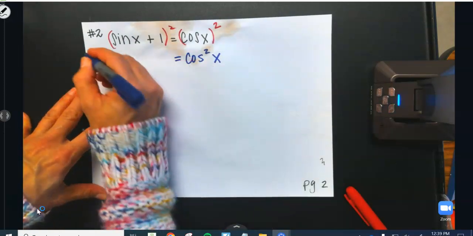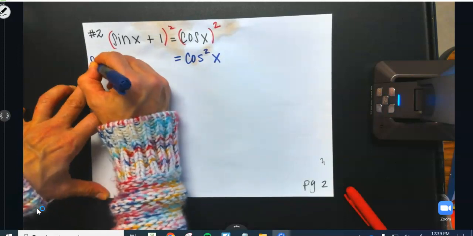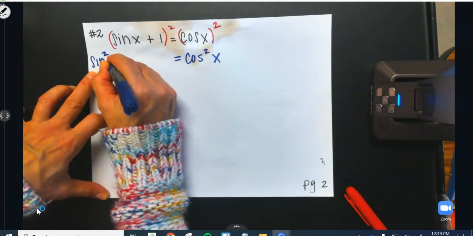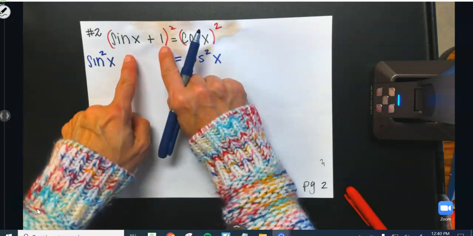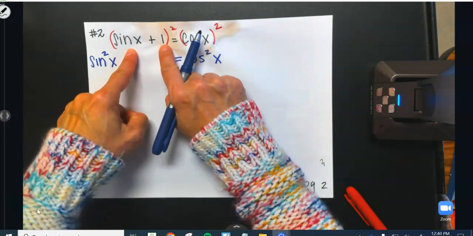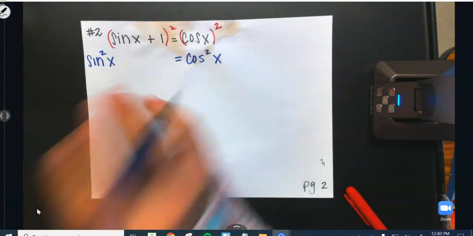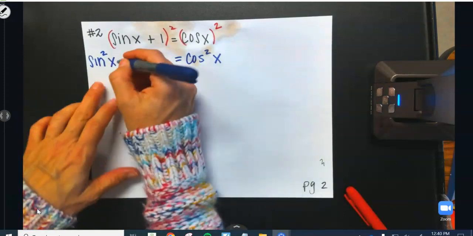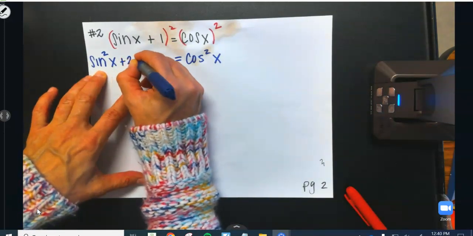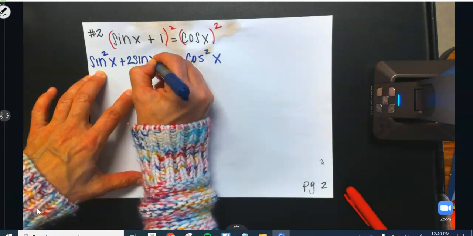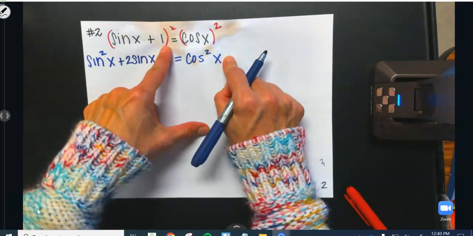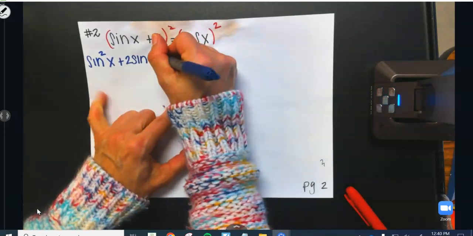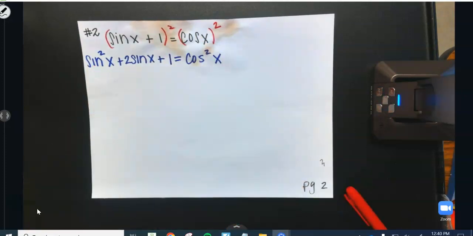So remember, the first term is squared. The middle term, you multiply these together and double it. Sin x times 1 is just sin x. Sin x doubled is 2 sin x. And the last term is squared. So there we go.